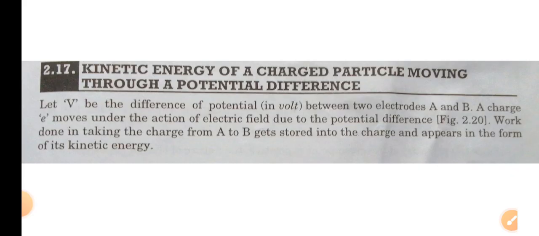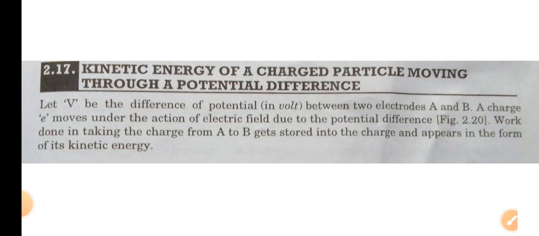Kinetic energy of a charged particle moving through a potential difference. Let V be the difference of potential, which we call volt, between two electrodes, A electrode and B electrode. So a charge E moves under the action of electric field due to the potential difference. Work done in taking the charge from A to B gets stored into the charge and appears in the form of its kinetic energy.